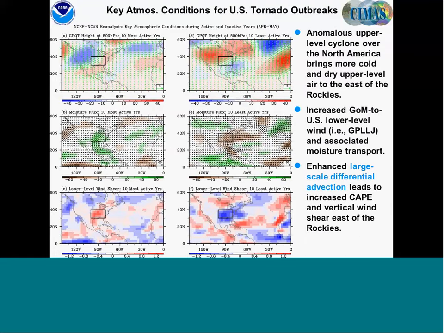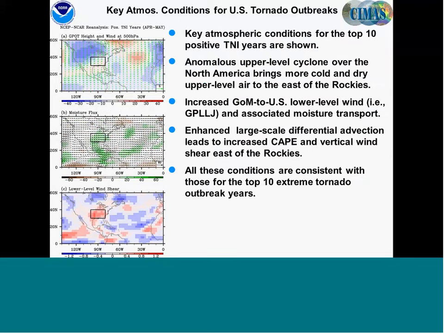No, I'm sorry. Yeah, and then if you look at the right panels here, those are exactly opposite to what you see during these most active years. Basically, the cold air advection in the upper level is decreased, the moisture transport is also decreased, and the vertical wind shear in the low level also decreases. So this picture shows very clear atmospheric conditions conducive for U.S. tornado outbreaks.